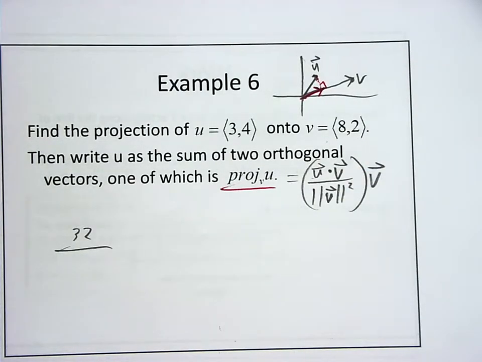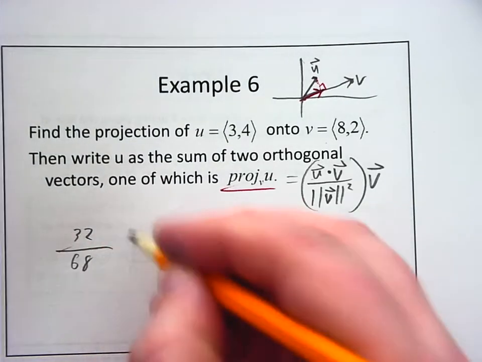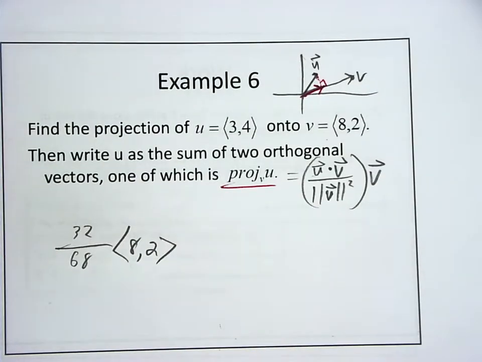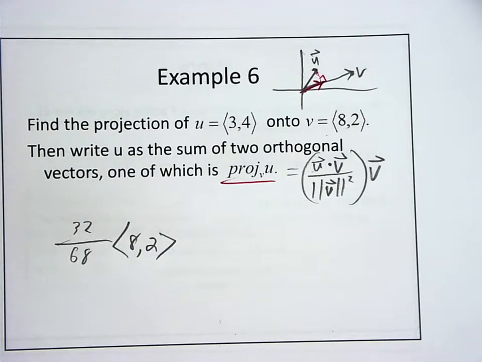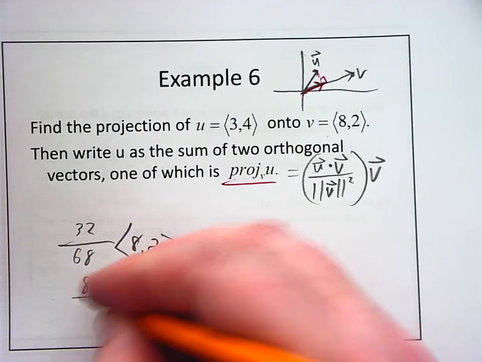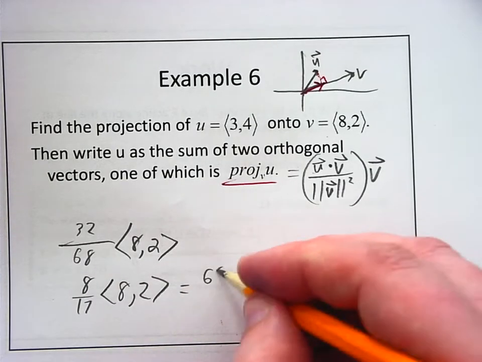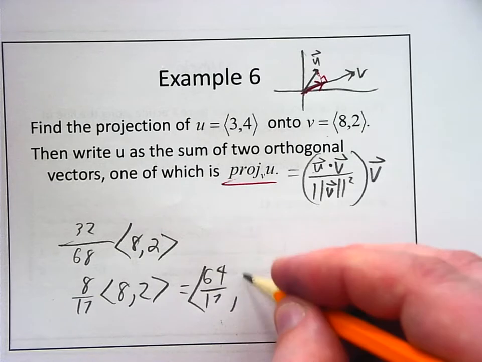On the bottom, I'm going to take the magnitude of V and square it, what I'm projecting onto. So what's the magnitude of V? Square root of 68, except I'm squaring that, so 68. Now that's going to be times the vector that I'm projecting onto, that 8, 2. So 32 over 68 is? Simplify it. What do you get? 8 over 17. Take that times the vector 8, 2. So 64 over 17 and 16 over 17.